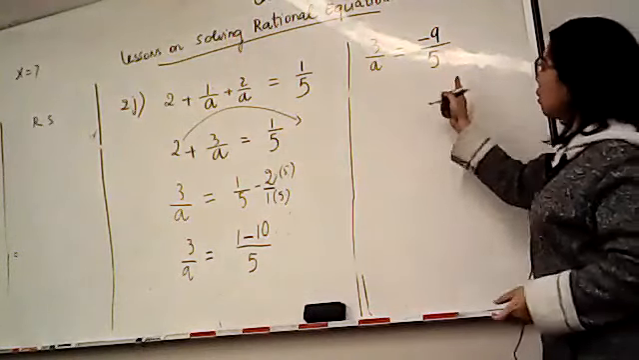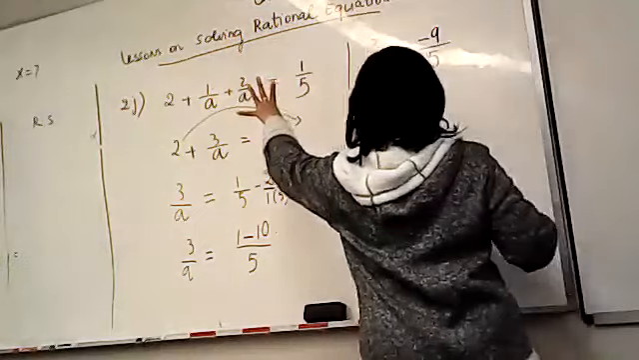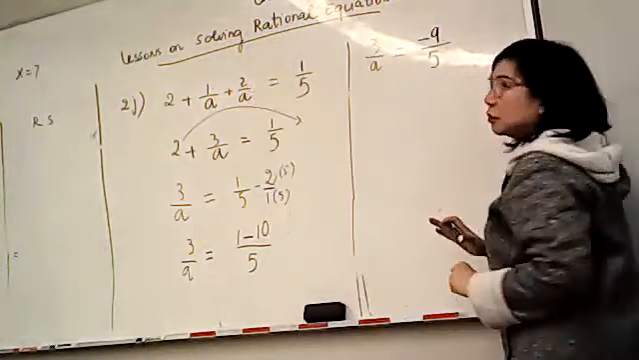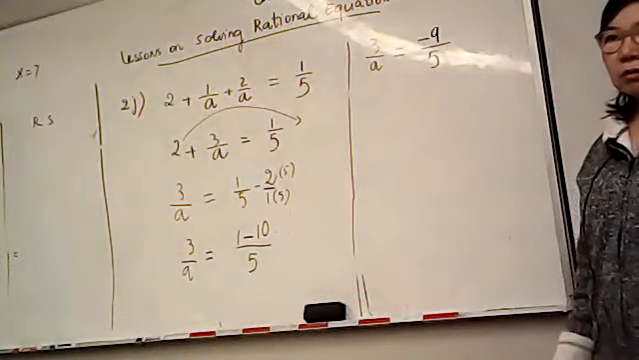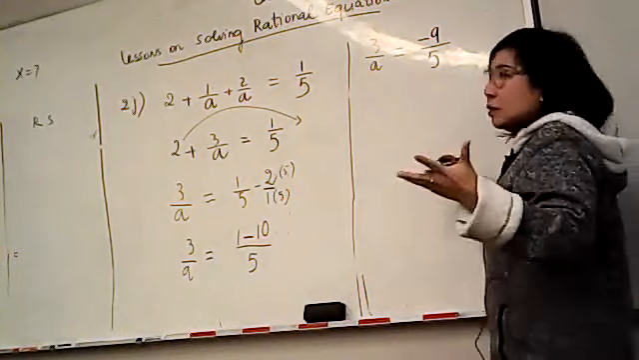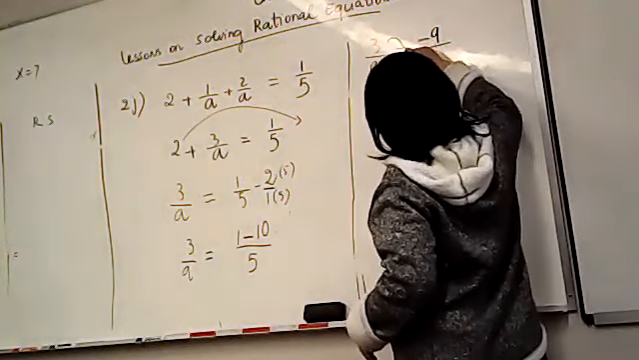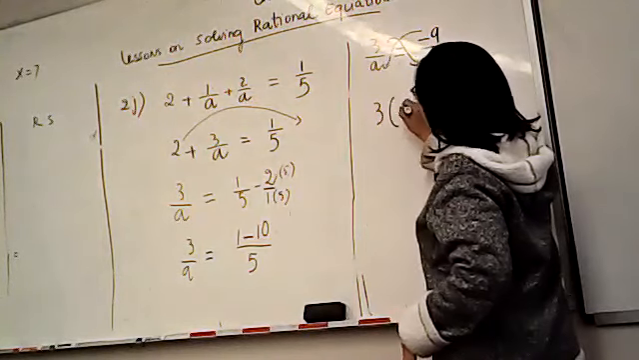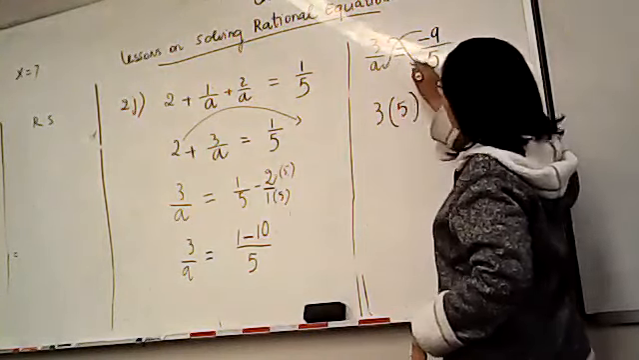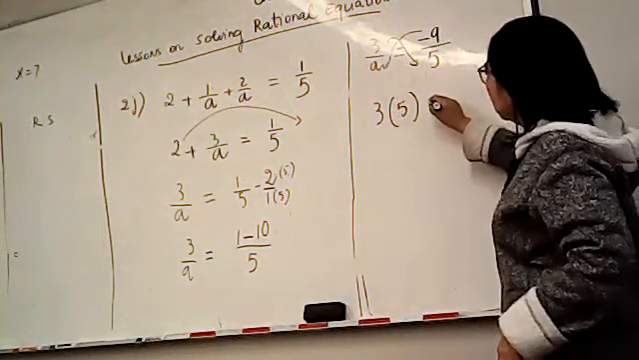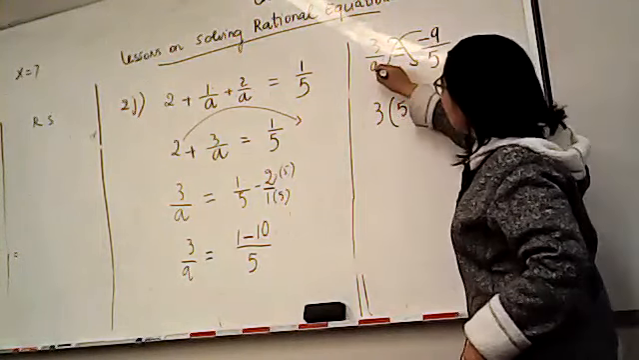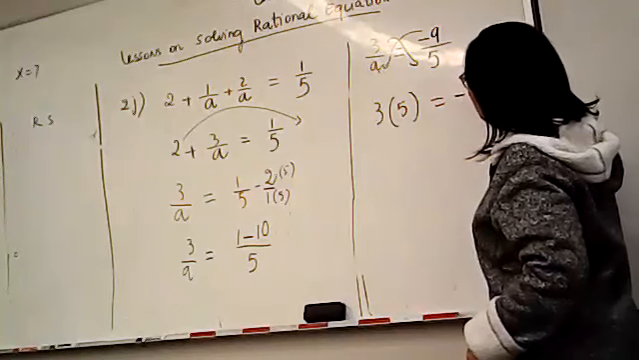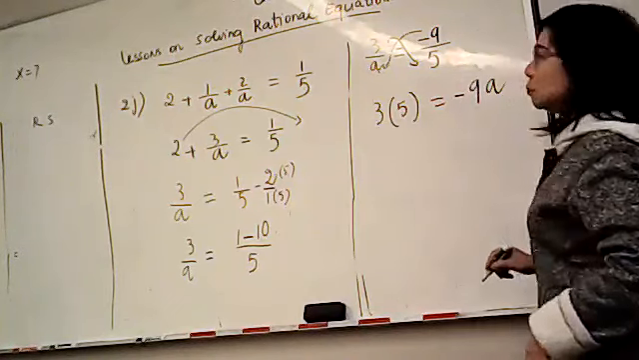Okay. So now at this point, I have one fraction on one side, one fraction on the other side. What should I do? Cross multiply. Get rid of the fraction. That's right. So 3 times 5a, cross multiply, top and bottom, equals minus 9 times 8a, which is minus 72a. To put them together.